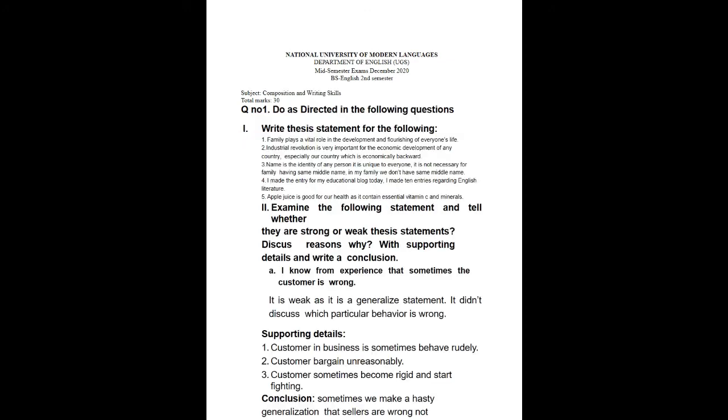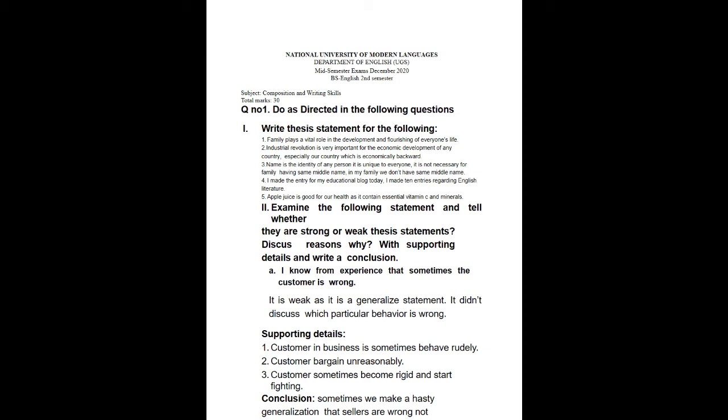And now this is the paper of Composition and Writing Skills. Question number 1: do as directed in the following. Here some statements are given. You have to write a thesis statement for the following statements. Second question: examine the following statements and tell whether they are strong or weak thesis statements. Discuss reasons why, with supporting details, and write a conclusion.